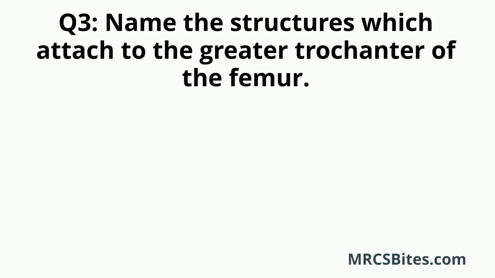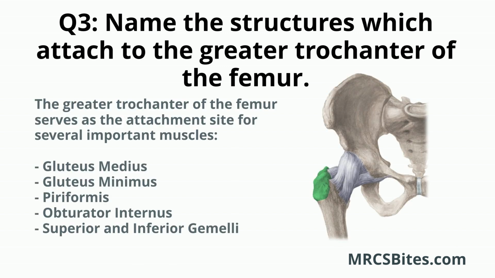Question 3. Name the structures which attach to the greater trochanter of the femur. The greater trochanter of the femur serves as the attachment site for several important muscles: gluteus medius, gluteus minimus, piriformis, obturator internus, superior and inferior gemelli.